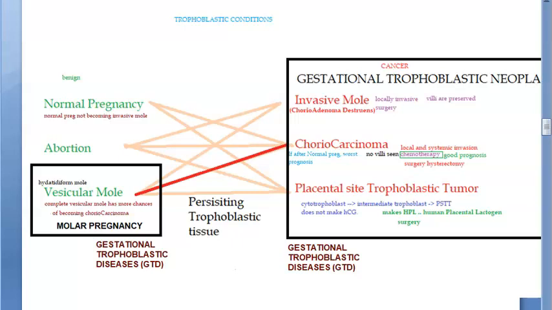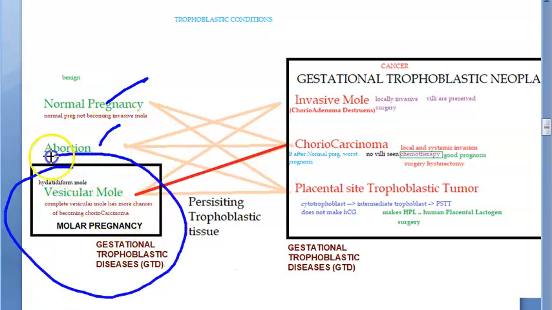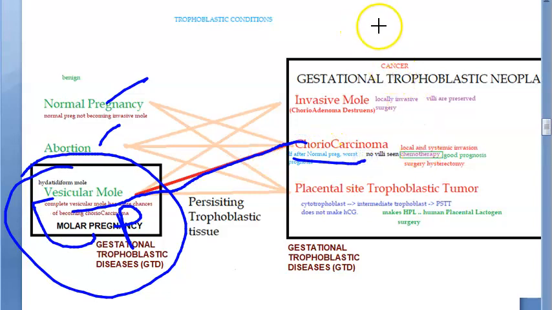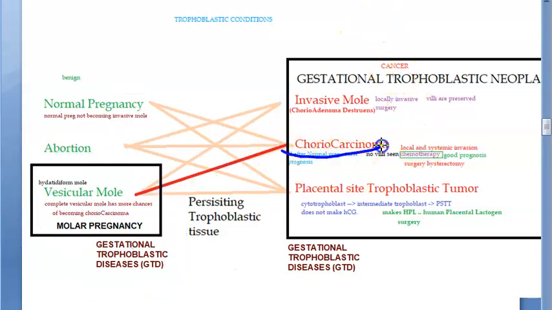Let's just go back to this and understand again, guys. Trophoblastic conditions: normal pregnancy, there can be abortion, etc. Those also will have placenta. Then there can be this wrong fertilization, which leads to vesicular mole, in which you have complete and partial. Usually the complete one can go into choriocarcinoma, right? The treatment for which is chemotherapy, which we told you. Invasive mole is a condition where it is locally invasive only. It is also called chorioadenoma destruens, okay?